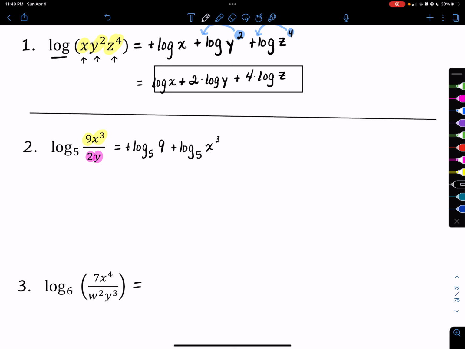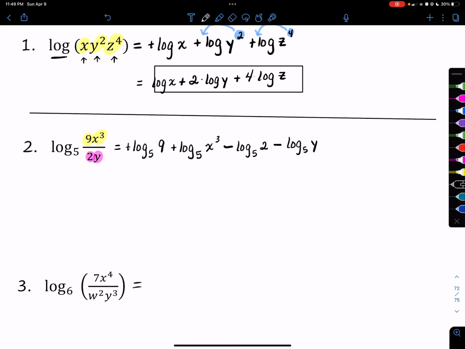And this time I'm going into the denominator, so this is new. We're going to have negative log base 5 of 2. And y is also in the denominator, so negative log base 5 of y.